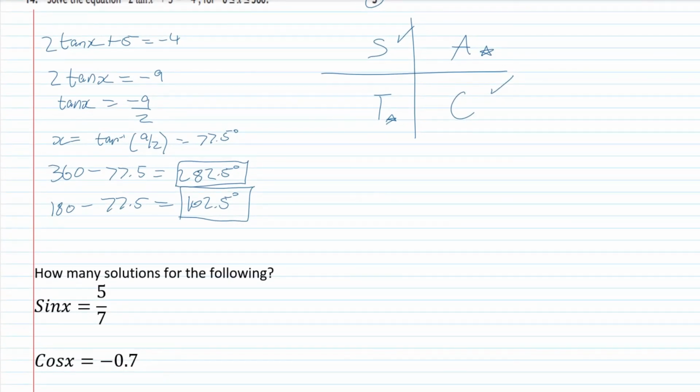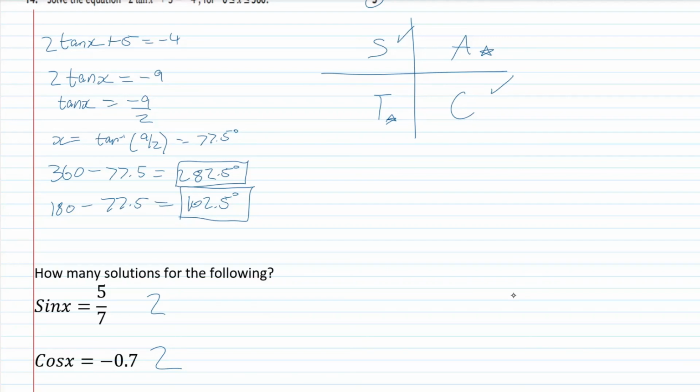So remember, the regular sine always has two solutions if it's between -1 and 1, and 5/7 is between -1 and 1. So this here will have two solutions. And cos is the same if it's between -1 and 1, and -0.7 is between -1 and 1. So this will always have two solutions for this value.